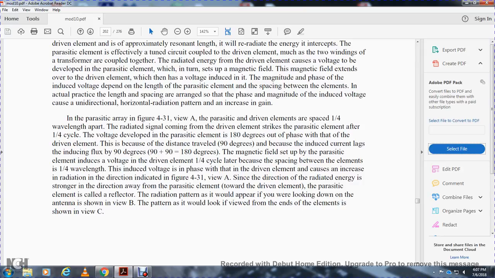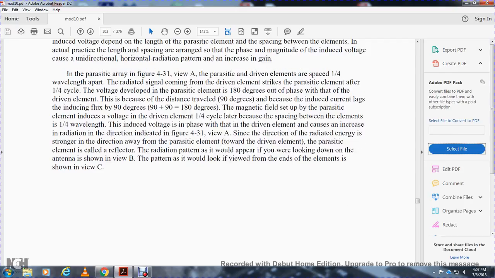The chief result is an increase of radiation in one direction, as shown in figure 4-31 view A. The radiation energy is reduced in the direction away from the parasitic element toward the driven element, so the parasitic element is called the reflector. The radiation pattern, as it would appear looking down on the antenna, is shown in view B, and the pattern looking at the end of the elements is shown in view C.